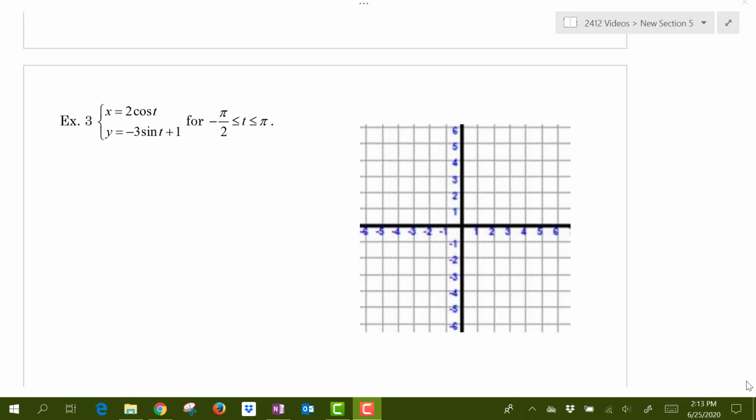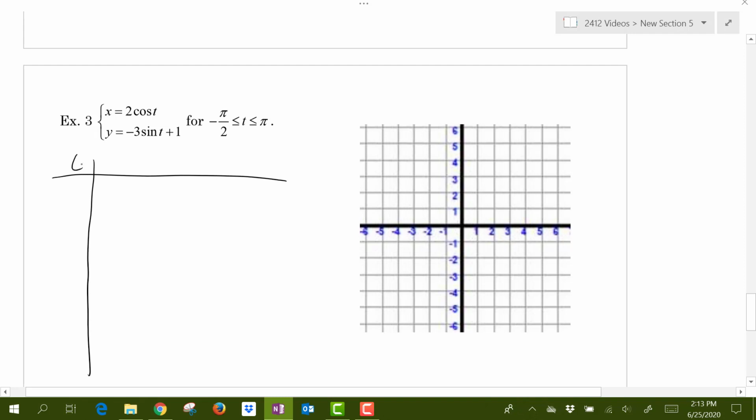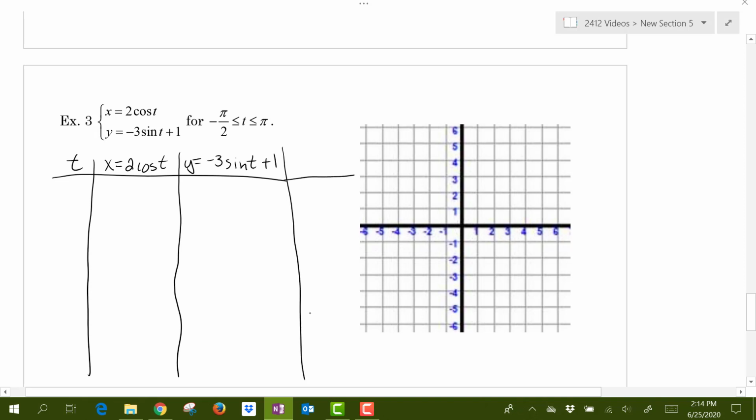Alright, for this example we're looking to graph the parametric equation, show the orientation, and then eliminate the parameter. Alright, so we're going to make a table again. Choose our t-values, and then we'll have our columns represented by the equations for x and y. Alright, then we'll get our x and y ordered pairs that we want to plot.